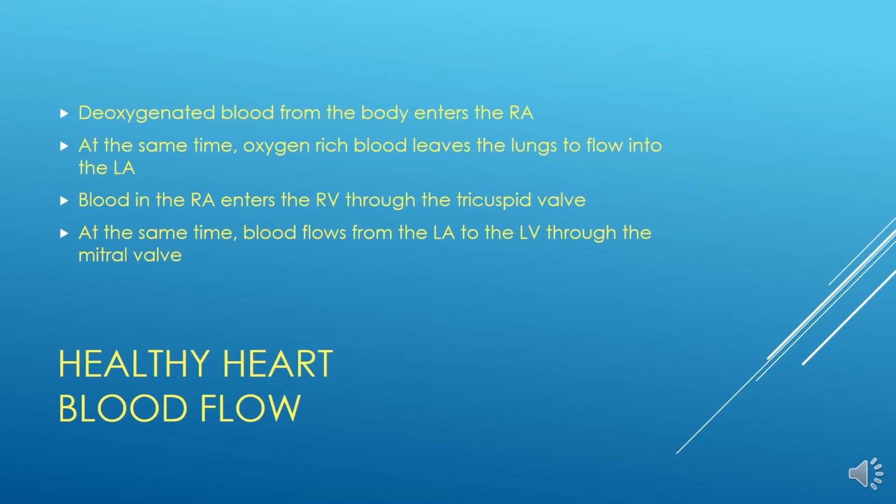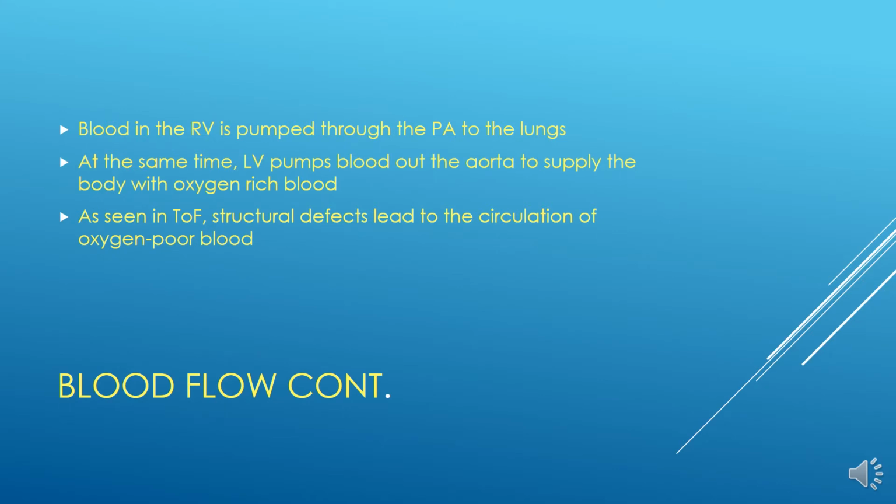The deoxygenated blood from the body enters the RA. At the same time, the oxygen-rich blood leaves the lungs to flow into the LA. Blood in the RA enters the RV through the tricuspid valve, and at the same time, the blood flows from LA to LV through the mitral valve. Blood in the RV is pumped through the PA to the lungs. At the same time, LV pumps the blood out into the aorta to supply the body with oxygen-rich blood. As seen in Tetralogy of Fallot, the structural defect leads to circulation of oxygen-poor blood.